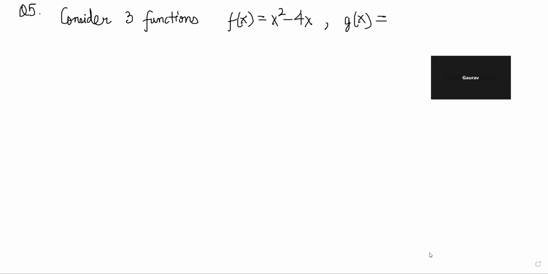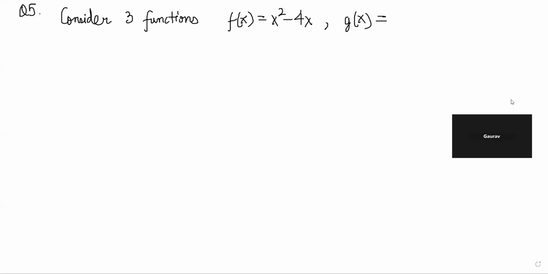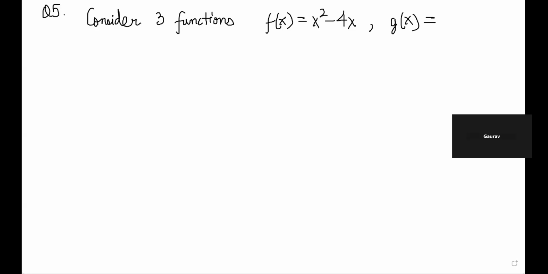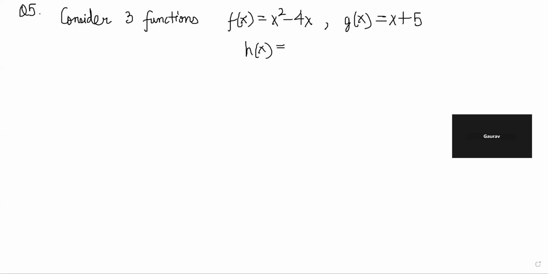Question 5 is consider three functions f of x is equal to x square minus 4x, g of x is equal to x plus 5, and h of x is equal to x minus 12.